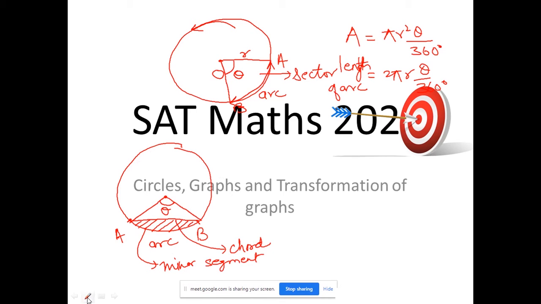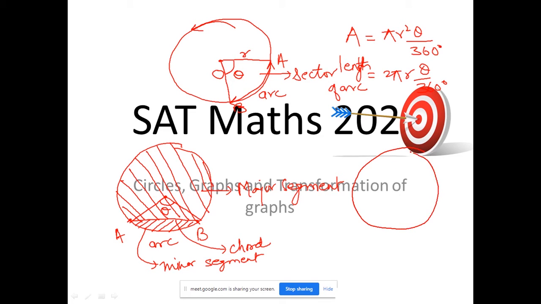And the area subtended by AB in the opposite direction is called the major segment. Major segment because it's the bigger segment. So, the chord AB divides the circle into two parts. One is called the minor segment, another one is called the major segment. Okay.